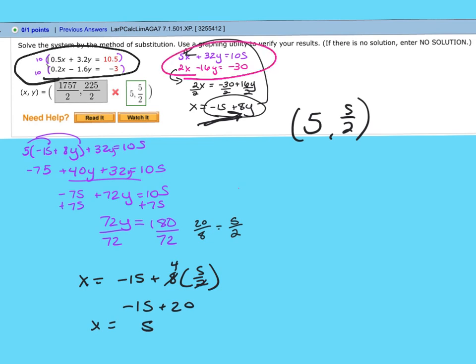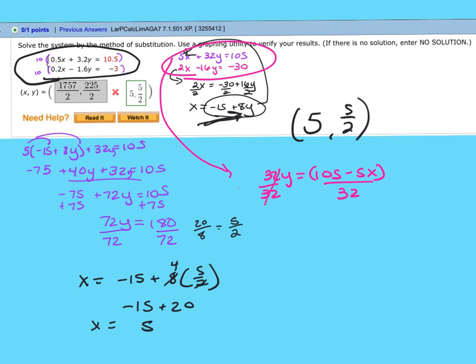You can take these that are already divided or multiplied by 10, or you can use the original ones. It doesn't matter, but I need to solve them for y. So if I take this, I would do 32y equals 105 minus 5x and then divide everything by 32. As long as you group together that numerator, you can type it in just like that.